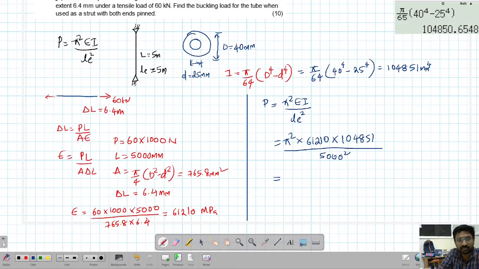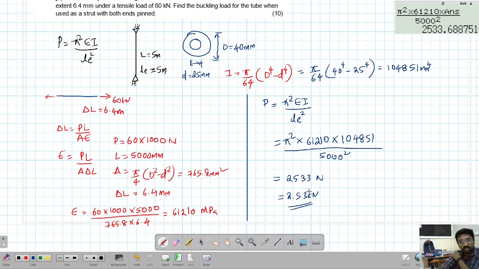We'll quickly calculate this. So we have the answer stored in the calculator: pi square times 61210 times the stored value of I, divided by 5000 square. This gives me 2533 Newton, or 2.53 kilonewton. So it's a very small value because the value of E is relatively very small.